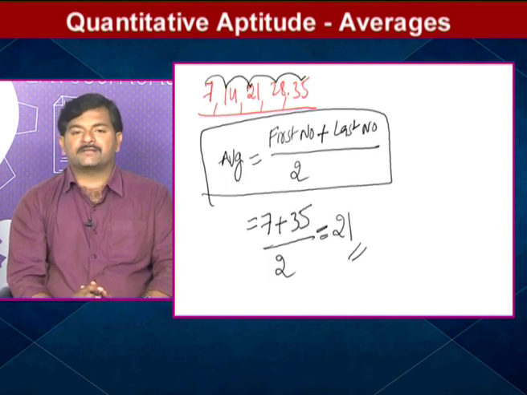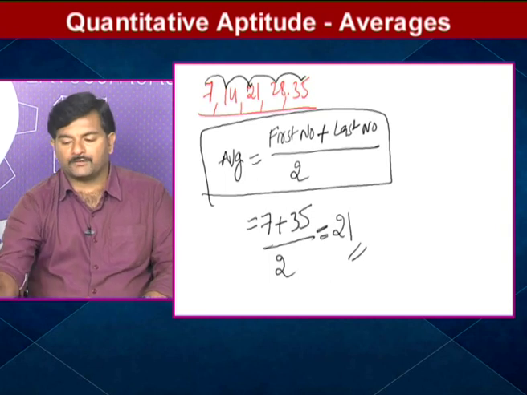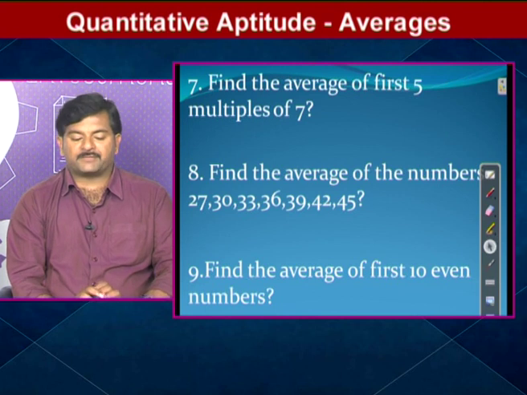That's why average equals first number plus last number by 2. Okay. Right. Now we'll move on to the next question. Question number 8. Find the average of the numbers 27, 30, 33, 36, 39, 42 and 45.